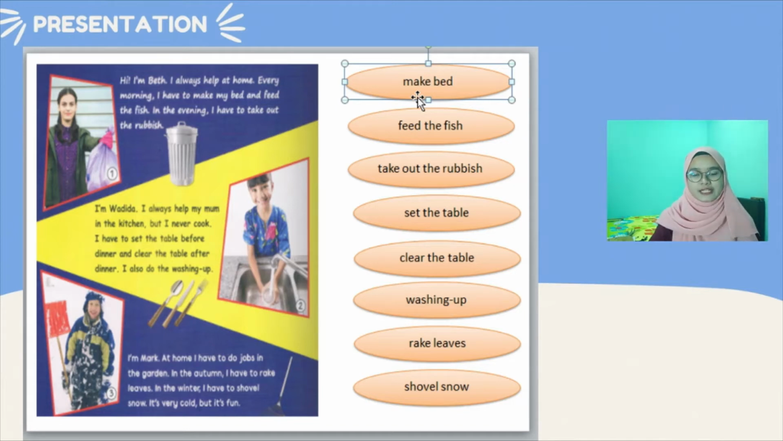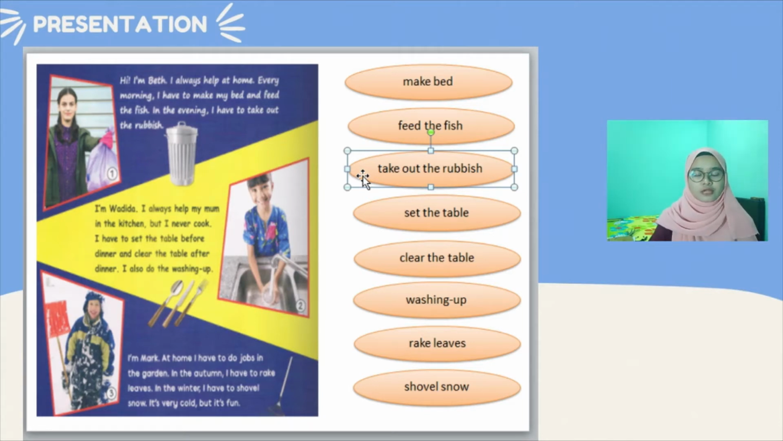Okay, the next housework mentioned in the first paragraph is feed the fish. Feed the fish here basically means that we give food to the fish to make sure that it stays alive. Okay, and the last housework mentioned in the first paragraph is take out the rubbish.